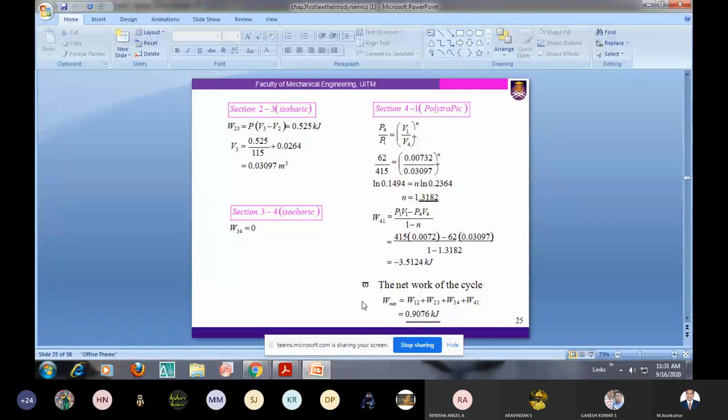So we need to calculate the net work done. The net work done will be W12 plus W23 plus W34 plus W41. So we can add all the work together to get W net. If you calculate, the W net will be 0.9076 kilojoule. Just cross check the values. You have to use the W formula and the ideal gas equation for the concerned processes.